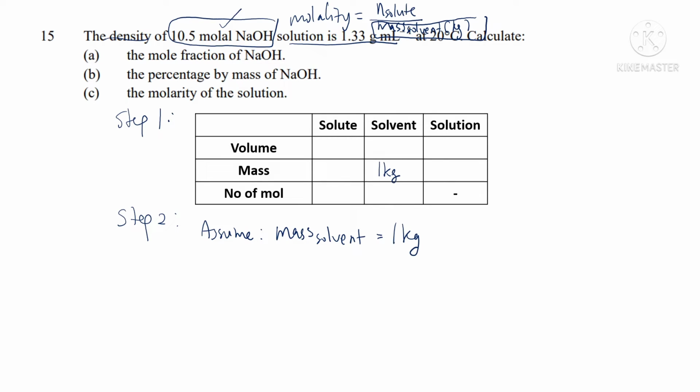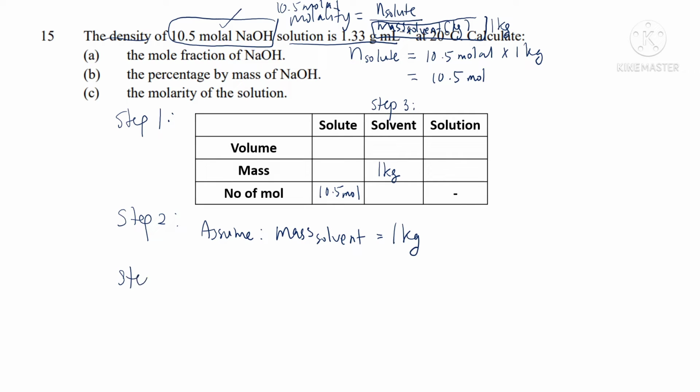By assuming the mass of solvent is equal to 1 kg and the molality is 10.5 molar, we can easily find the moles of solute, which is equal to 10.5 molar multiplied by 1 kg to give us 10.5 moles of solute. So that is step number 3. We use all the assumption information and the formula to fill in the table.